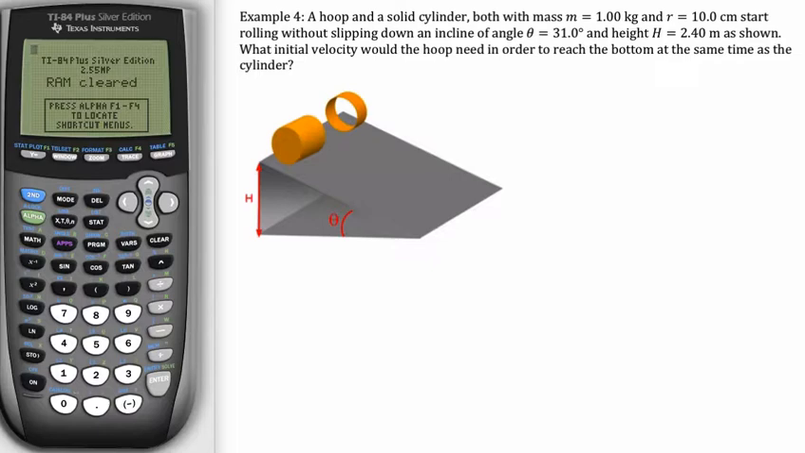And the reason for that is because of what we are asked to solve for. We are asked to find the initial velocity that the hoop would need in order to reach the bottom at the same time. And whenever you see the word time, you know that you're going to need Newton's laws, particularly Newton's second law, and you're going to need kinematics. And that's exactly what we're going to do in this problem.